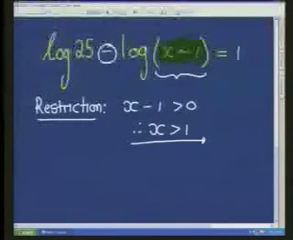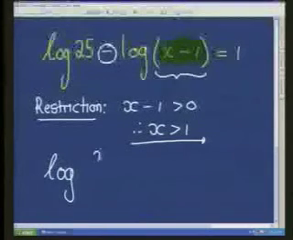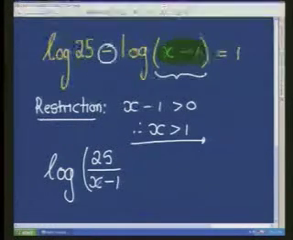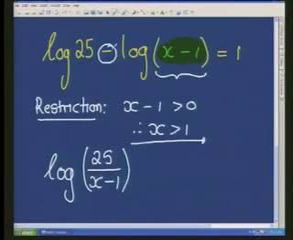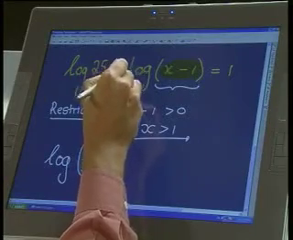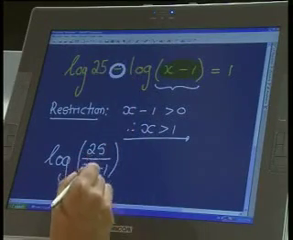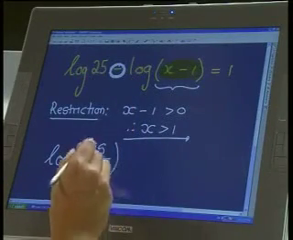Okay, this is what I did. I said log 25 divided by x minus 1. That is exactly what I wanted to hear. I'm going to stop you for a second. If I subtract logs, I divide the numbers. Very well, Msobisi. Carry on.